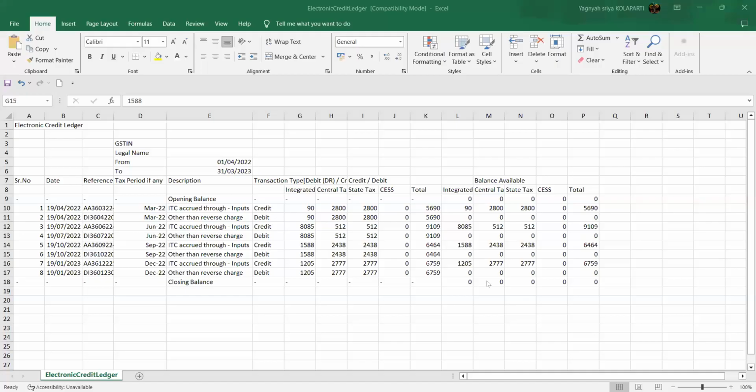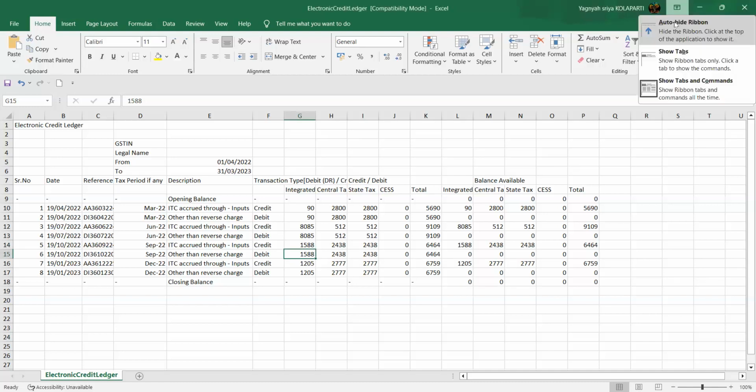Are you able to see the screen? No, no. I think now you are able to see, right?